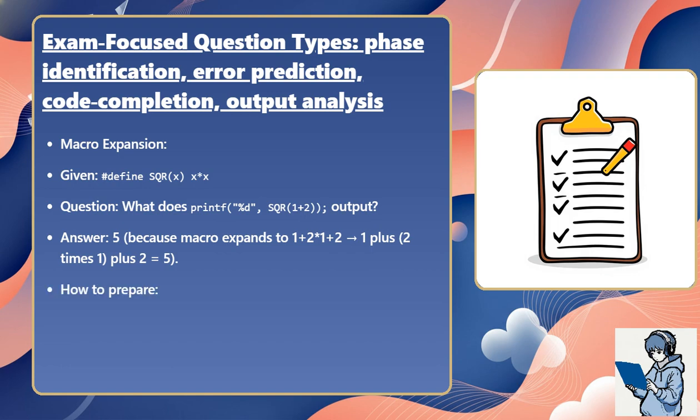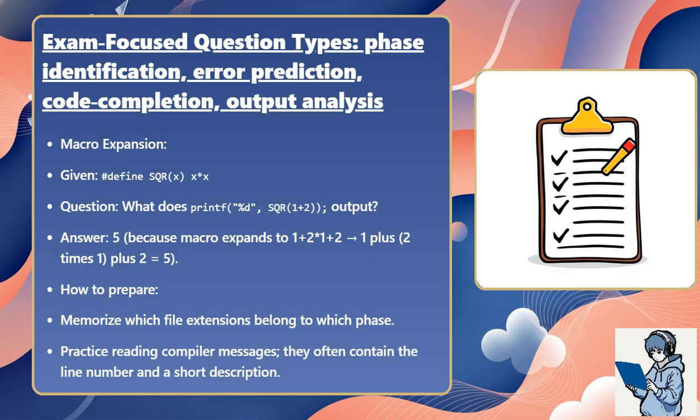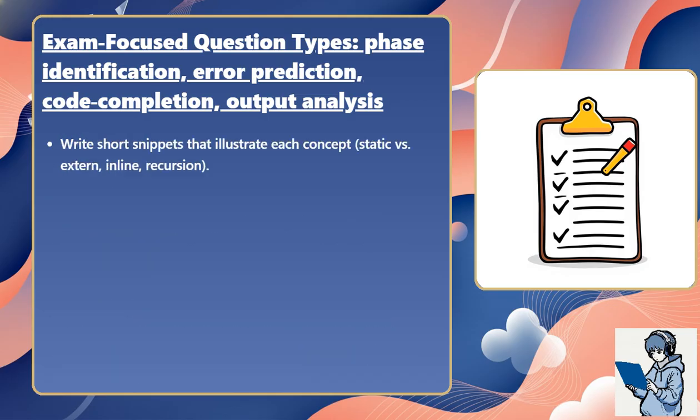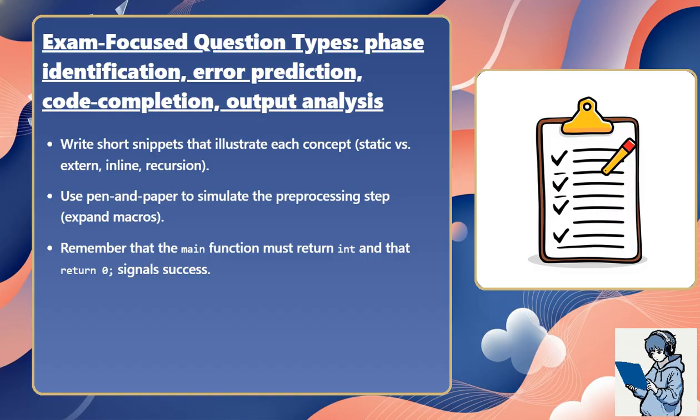How to prepare: Memorize which file extensions belong to which phase. Practice reading compiler messages. They often contain the line number and a short description. Write short snippets that illustrate each concept, such as static versus extern, inline, and recursion. Use pen and paper to simulate the preprocessing step and expand macros. Remember that the main function must return int, and that return 0 signals success.